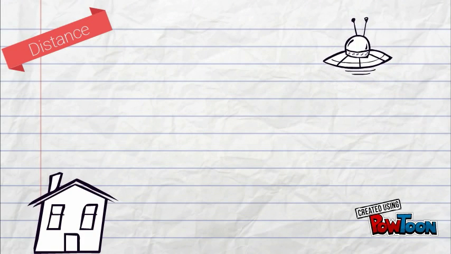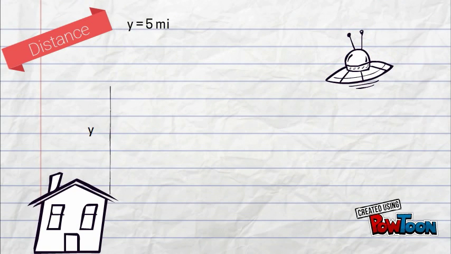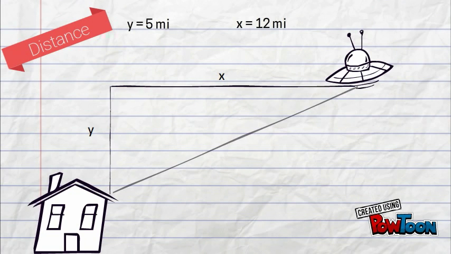The aliens have graciously gifted us with the fact that they'll be flying 5 miles above Steve's house, and after a certain amount of time, they'll be 12 miles horizontally away from the house. Since we need to find the distance from the roof where Steve was painting to the point of interception, we must use the Pythagorean theorem to find z.